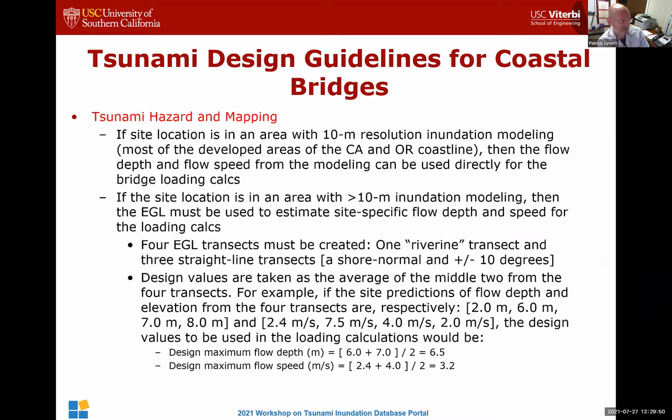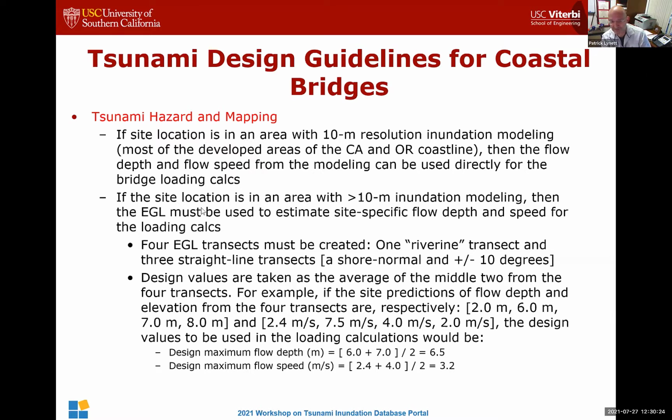So first, this is the summary slide here. If the site location is in an area with 10-meter resolution modeling, the flow depth and flow speed from the modeling will be used directly for the bridge loading calculations. You're done. You don't have to worry about energy grade line analysis. This is the great benefit of having high resolution mapping in your state: you can put the energy grade line method aside, or in the trash, whatever your preference. You can forget about it. You just pull the data point out of the database and you're done.